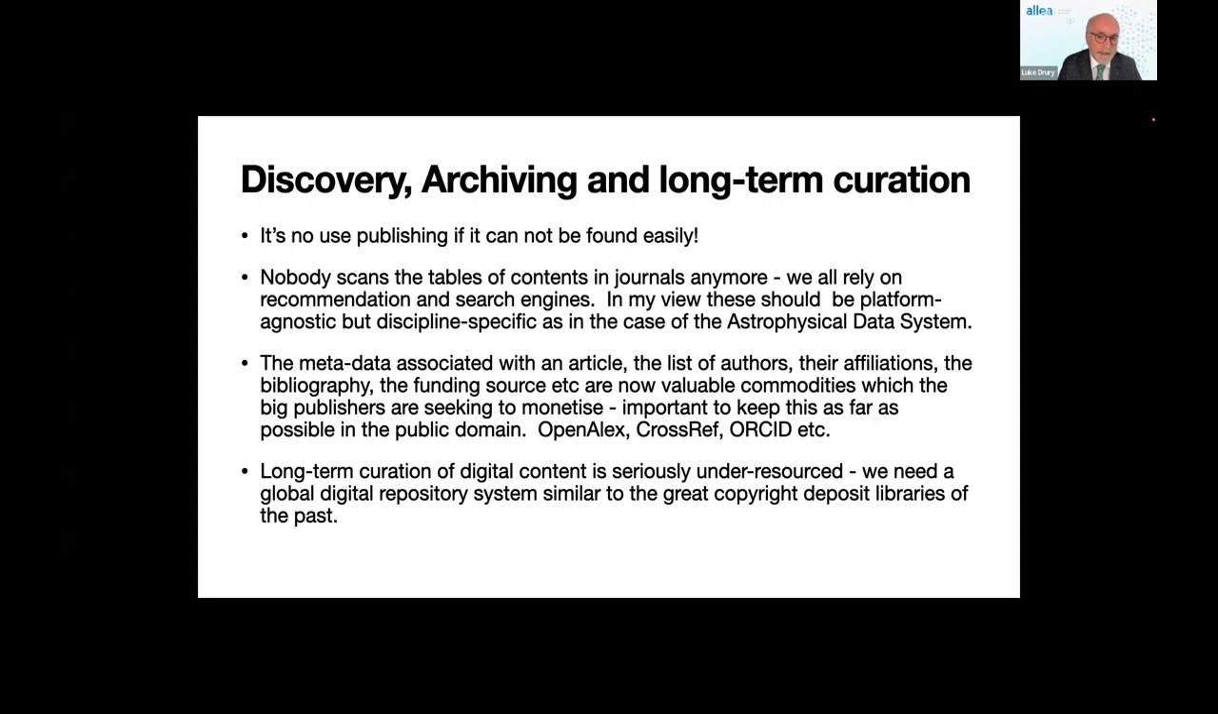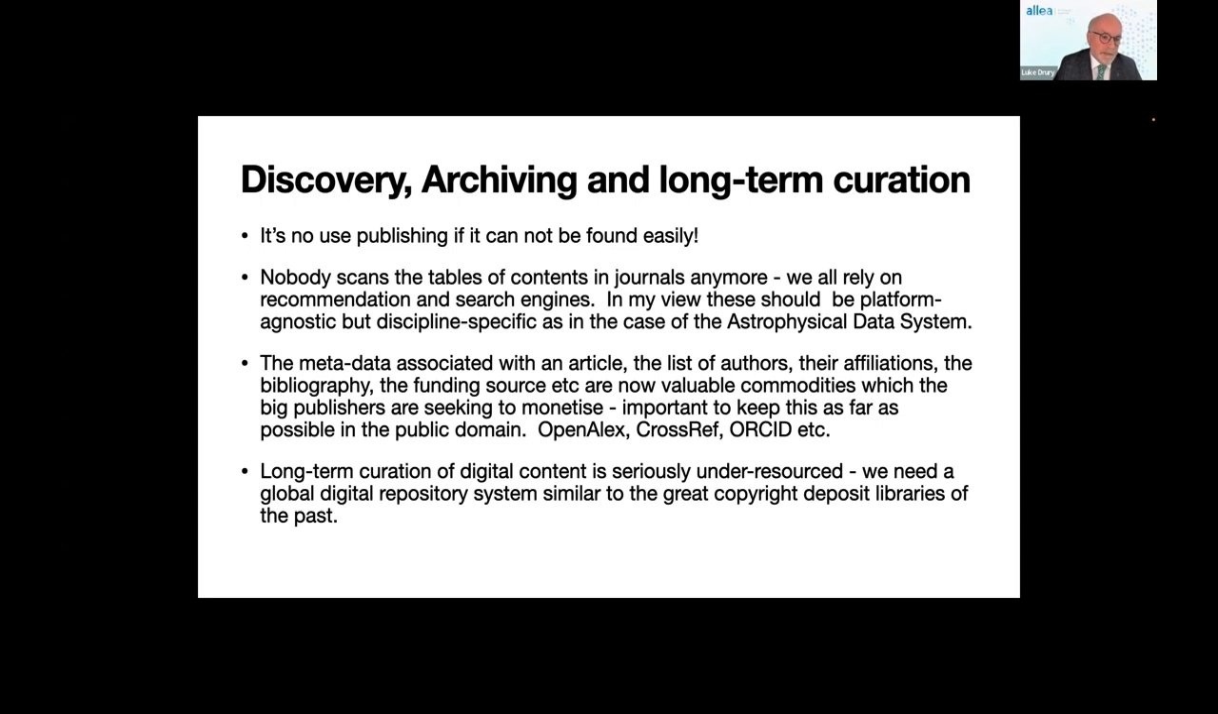But in my view, there should be platform agnostic, but discipline specific search engines. I'm lucky, I work in astrophysics, and we have a very good system, the Astrophysics Data System, which basically gives you access to the entire literature of astronomy, astrophysics, and actually large parts of the physical sciences, through a system which is funded by NASA, actually. So it's not a commercial service, and it treats all the journals and the preprint servers on an equal footing. And it knows some of the semantics of my discipline. So, for example, if I search for SNRs, it knows that I'm looking for supernova remnants, and it will find papers that cite supernova remnants or SNRs or other synonyms.